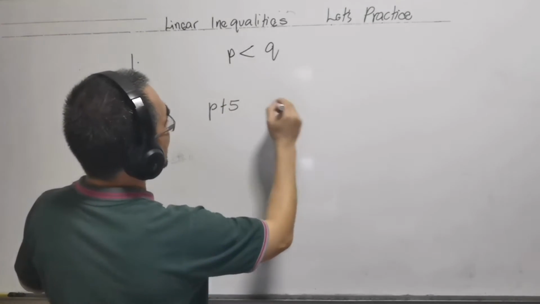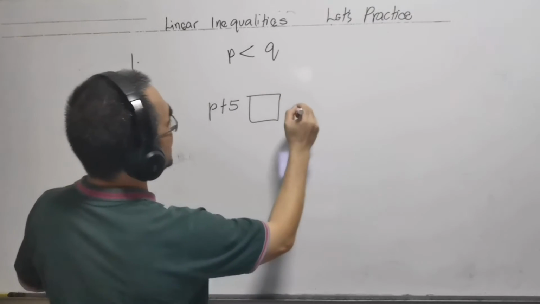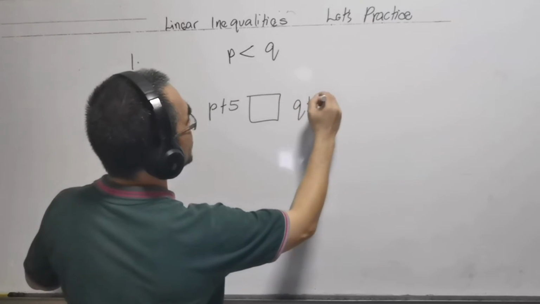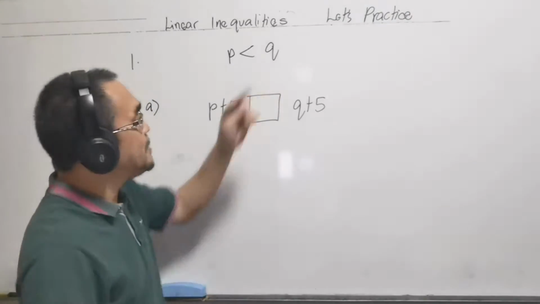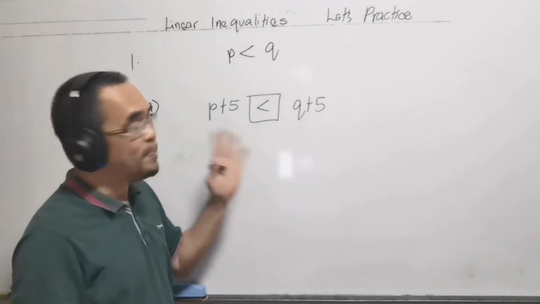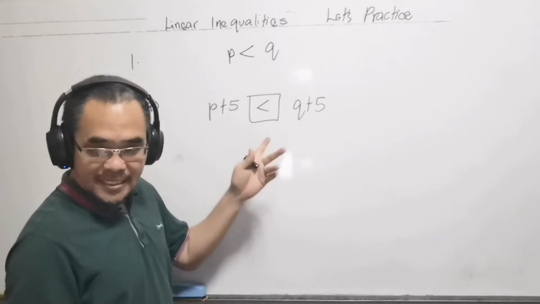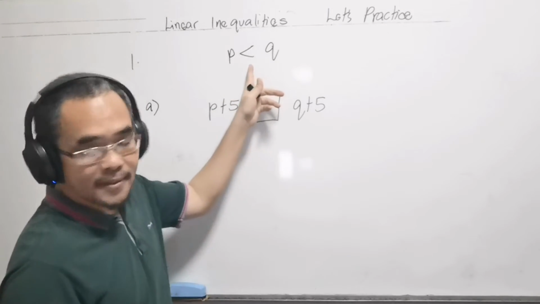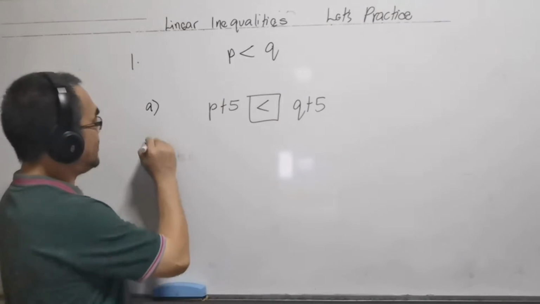And leave the symbol here, Q also plus 5. What will happen to the symbol? Nothing. It will remain as it is. So if you add to both sides, no problem. It's still less than, because the original is less than.